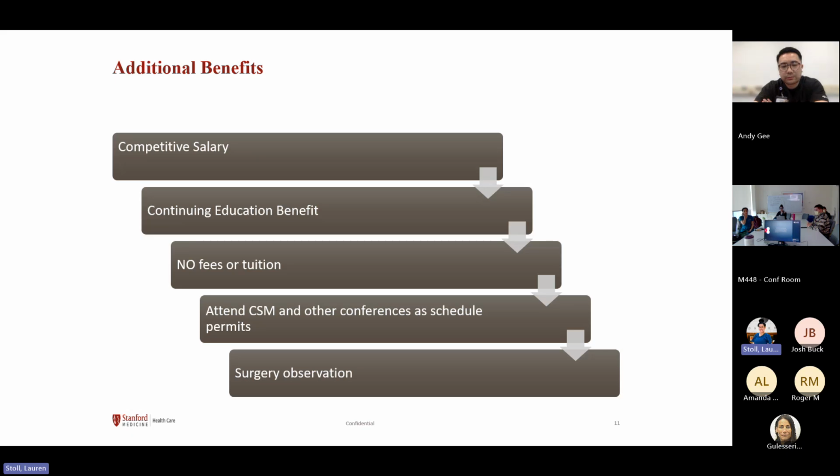We do block it off in your schedule. If you're able to attend, we want you to attend. And then you can also attend other conferences or courses as schedule permits, as long as you are meeting the requirements for graduation and for accreditation.